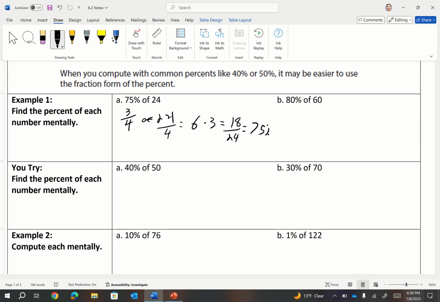I can do the same thing here. I happen to know that 80% is 8/10 or 4/5. So I'm trying to find 4/5 of 60. I can take 60 divided by 5 to get 12. So 60 is broken up into 12 groups of 5, and I just need 4 of them because I'm just wanting 80% of 60. So 80% of 60 is 48.